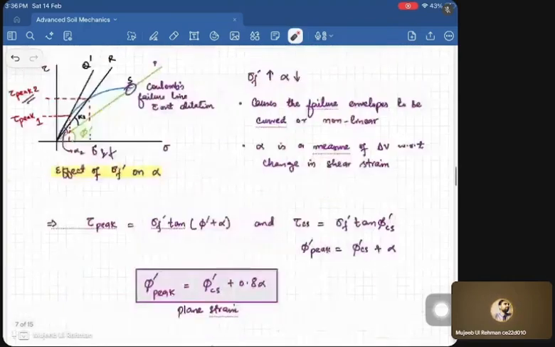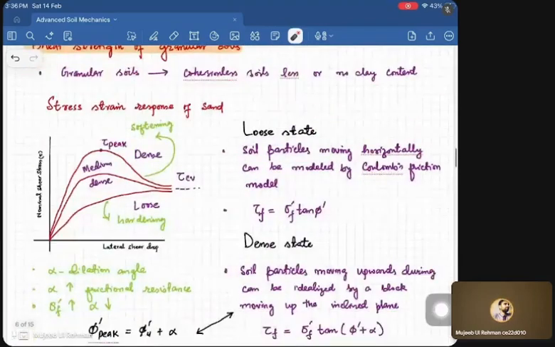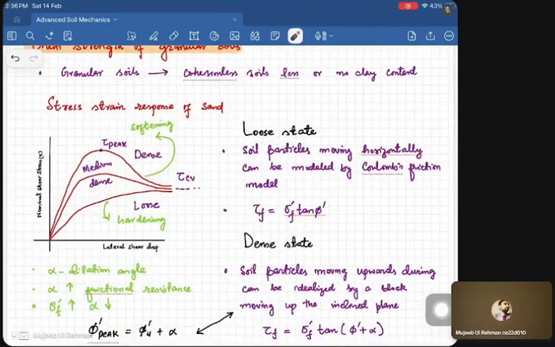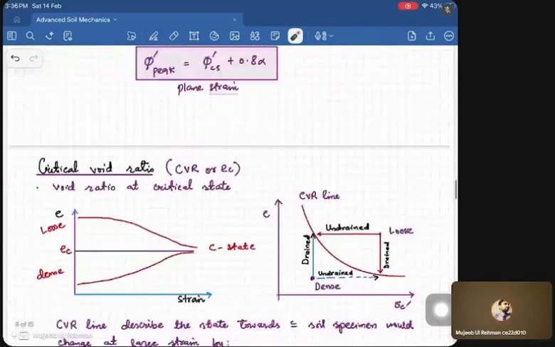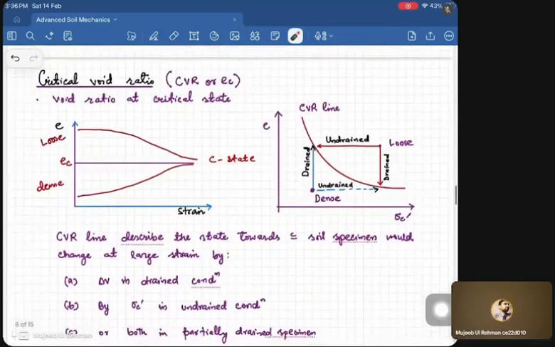Now, since I talked about this critical state, whatever be the soil, whatever be the state of the soil, when you are shearing the sample, it will achieve the critical state, which is the final state a soil can achieve. Now let's have a brief look at what the state is.